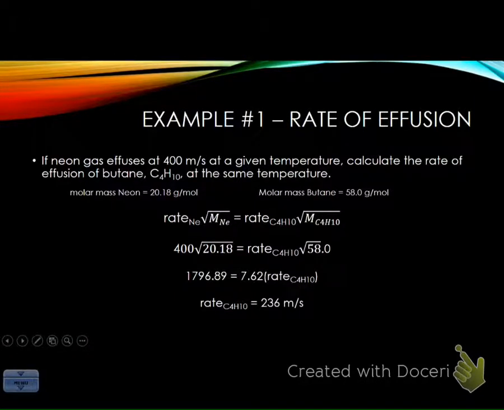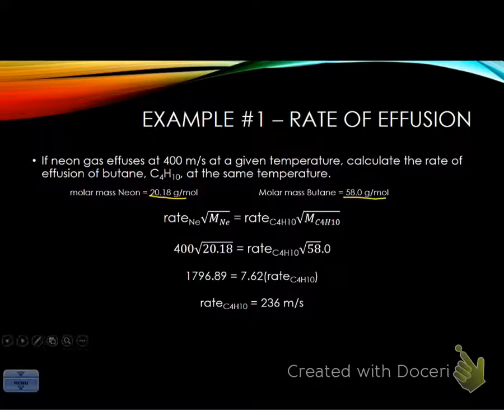For our first example here, just a basic example, we're going to compare neon to butane. So neon gas effuses at 400 meters per second at a given temperature. We want to calculate the rate of effusion of butane, C4H10, at the same temperature. Well, the most important physical characteristic of this is the molar mass. So from the periodic table, I've grabbed neon, 20.18 grams per mole, and then I had to add up butane, C4, and then H10, and that's 58 grams per mole.